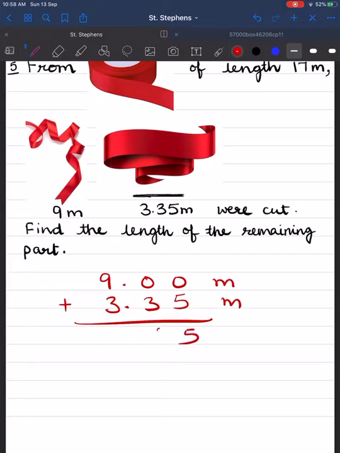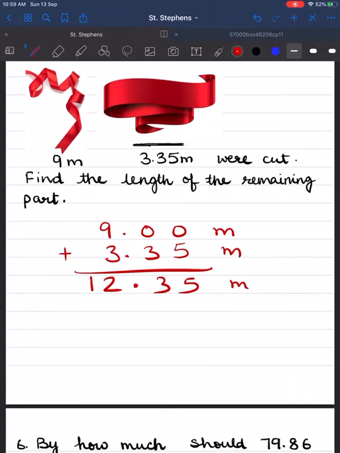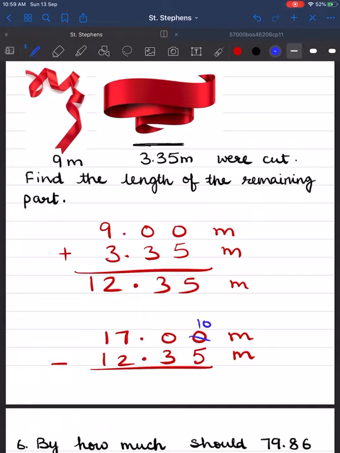So here we get 5, 3, decimal below decimal, and here 12.35 meters. Now from the total length, which is 17 meters, let's write 17.00 with 2 decimal places, and we subtract 12.35, the length of the 2 cut pieces of ribbon, from it. So here we get 10 minus 5, 5, 9 minus 3, 6, decimal below decimal, 6 minus 2, 4, and 1 minus 1, 0. So the length of the remaining part is 4.65 meters.